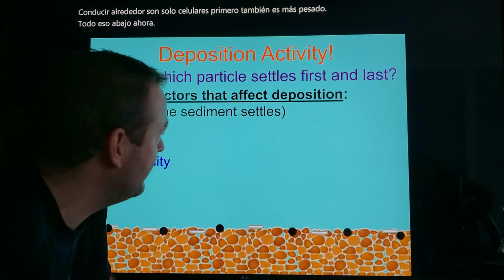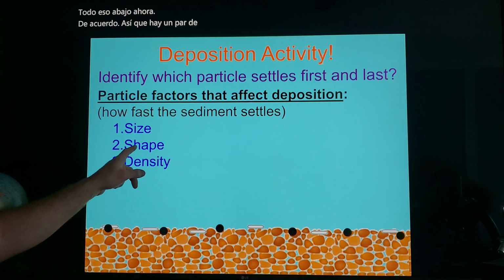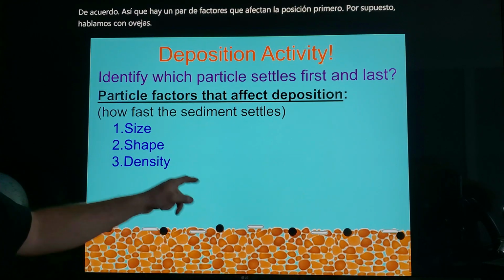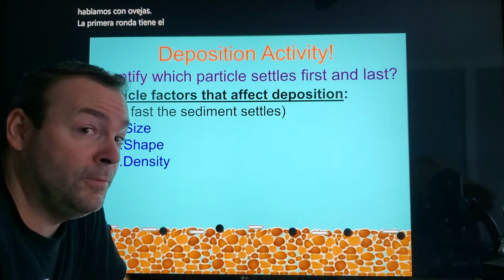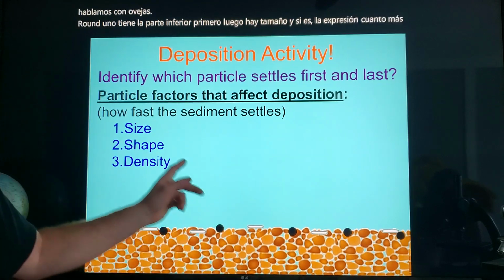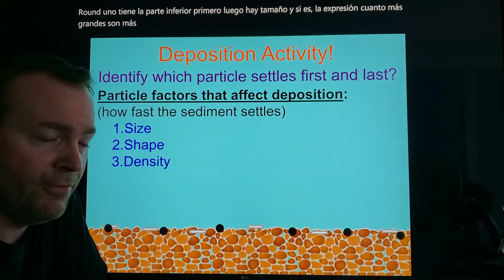So there are a couple of factors that affect deposition. First one, of course, we talked about was shape. I have them out of order here, but the rounded one got to the bottom first. Then there's size. With the expression, the bigger they are, the harder they fall. Well, same in this case. The bigger they are, the faster they're going to fall.